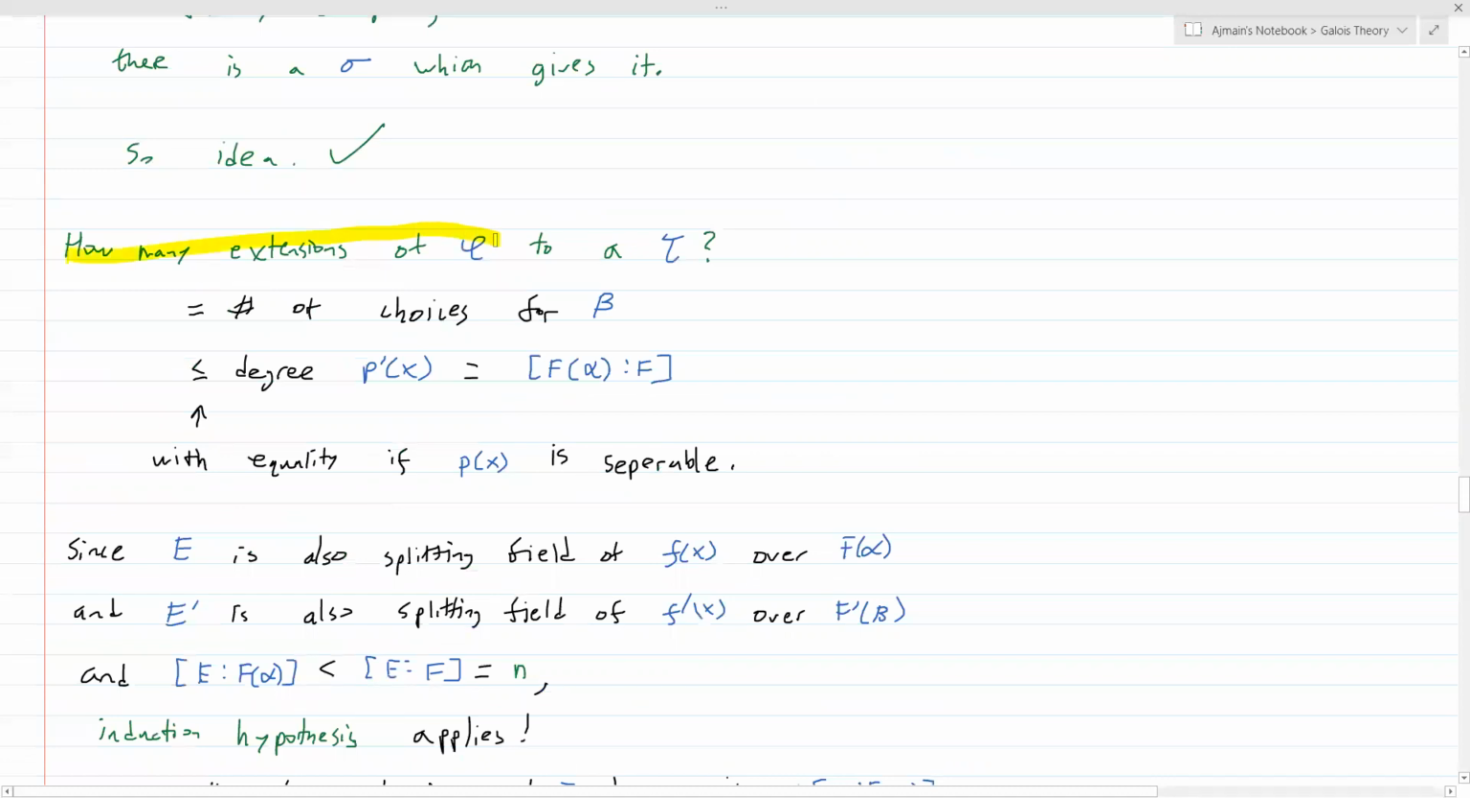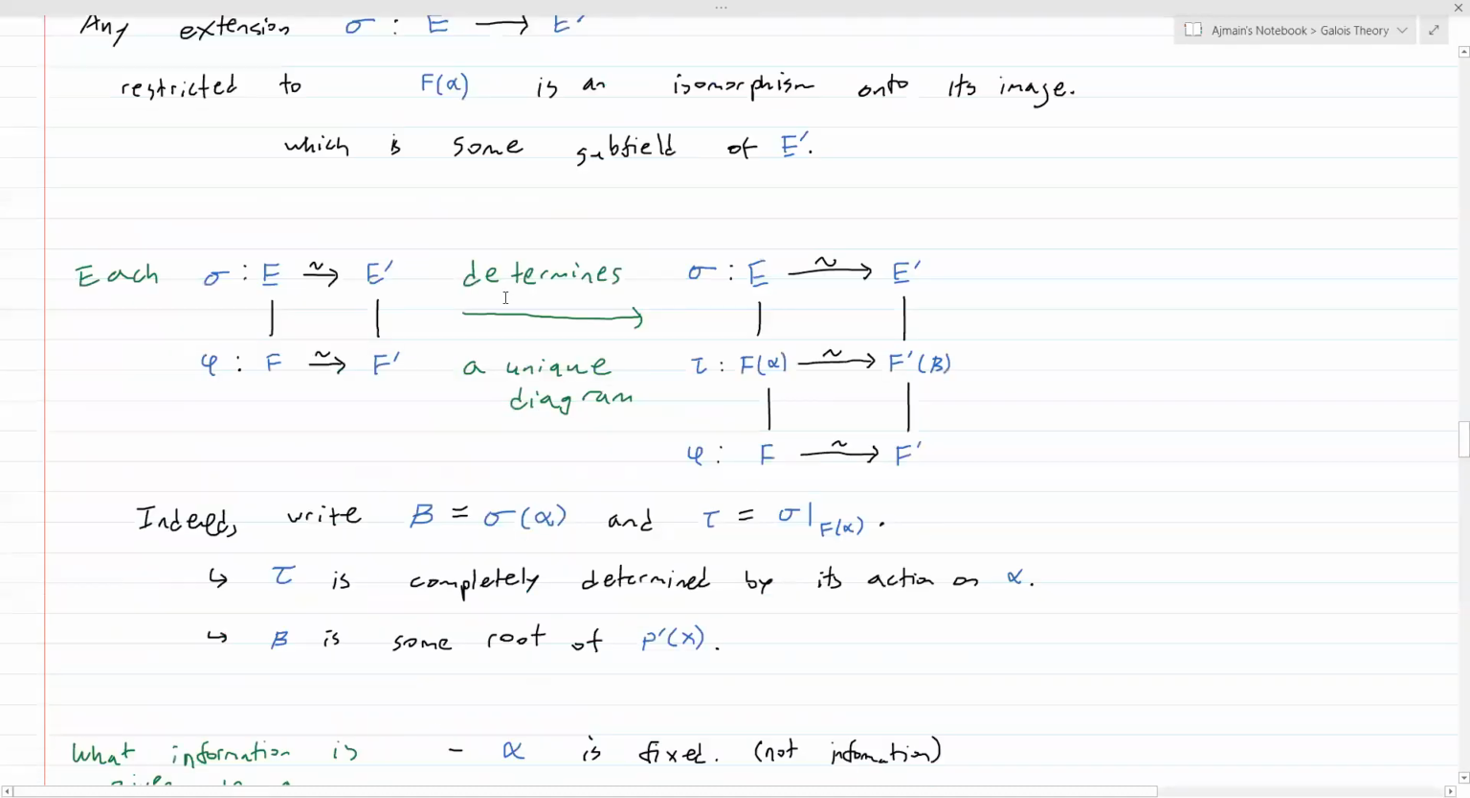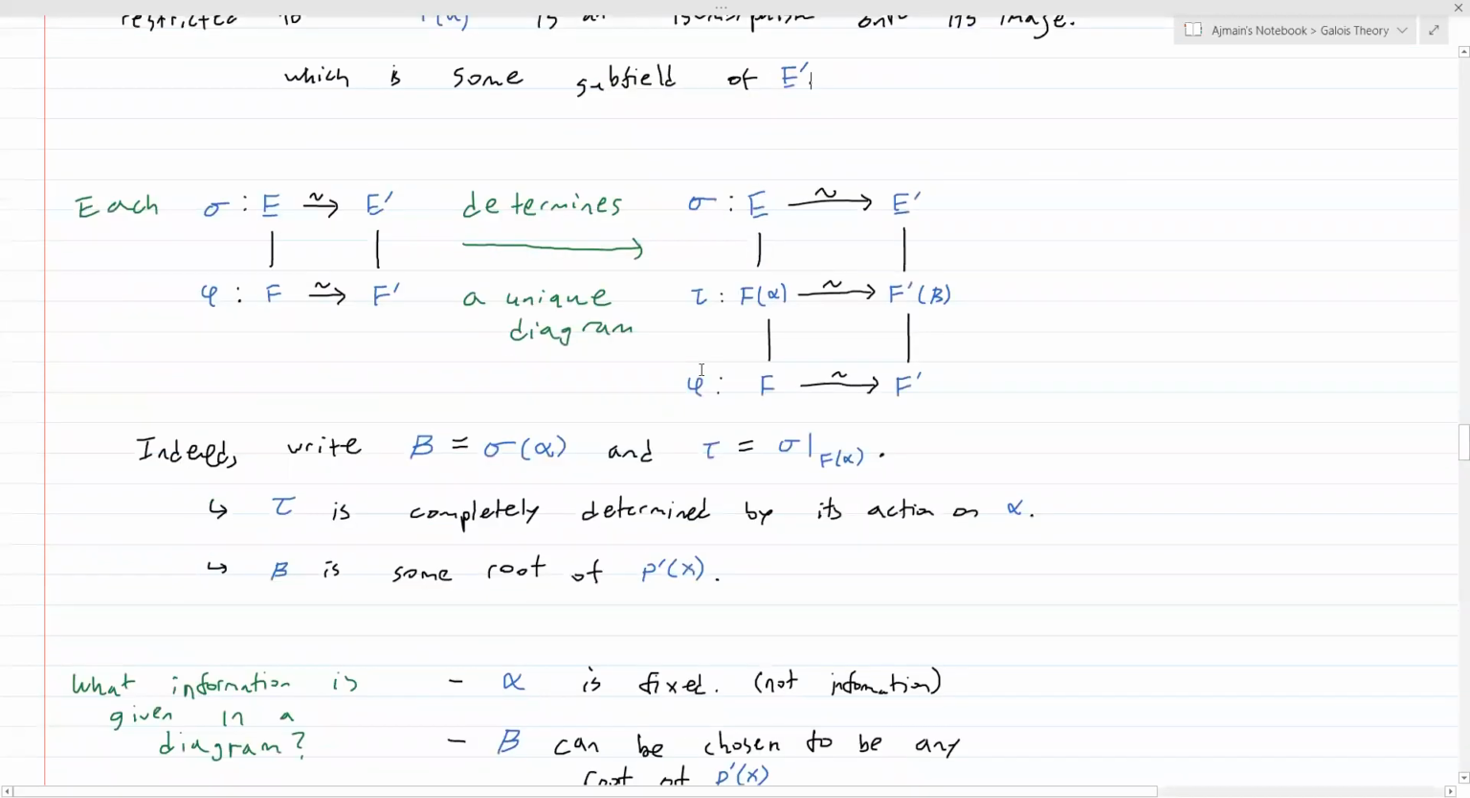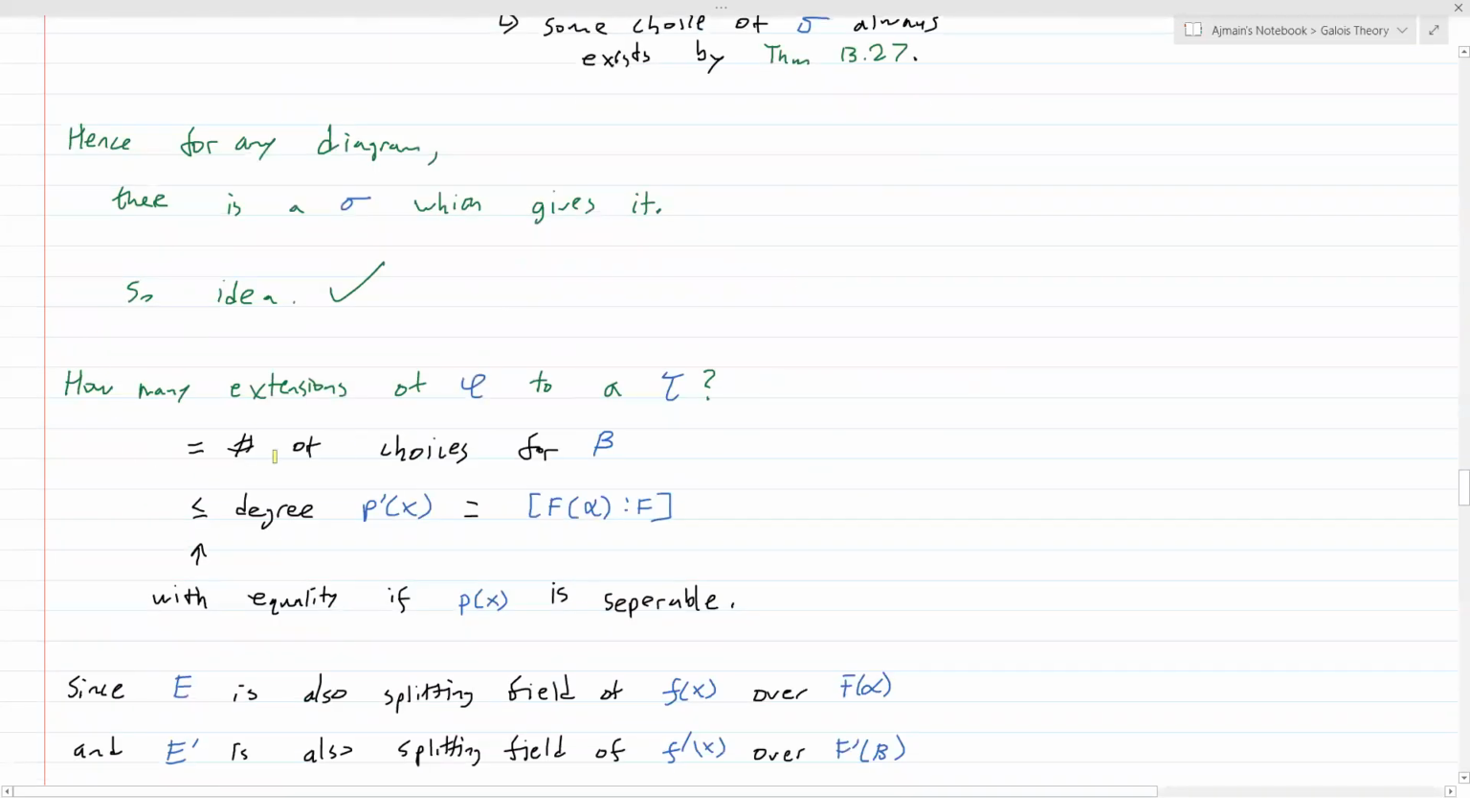So now the question is, how many extensions of phi are there to a certain tau? So tau is this extension of phi to F adjoint alpha onto F prime adjoint beta. So beta can still be a choice, but alpha is always fixed, right? So how many choices do you have for extending phi to a tau? Well, like I said, tau is determined by beta. So it's equal to the number of choices for beta.